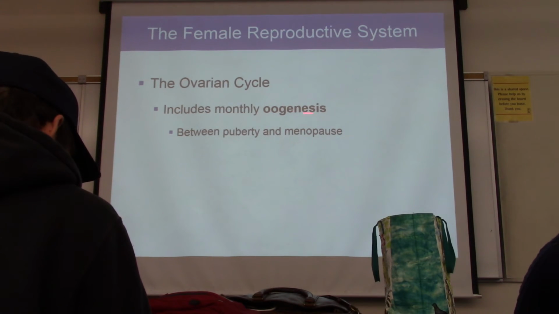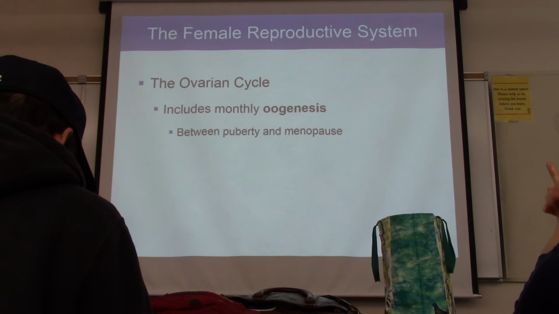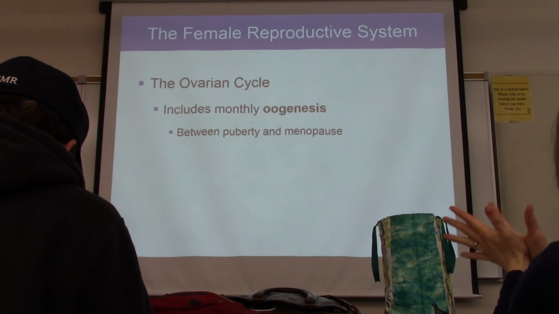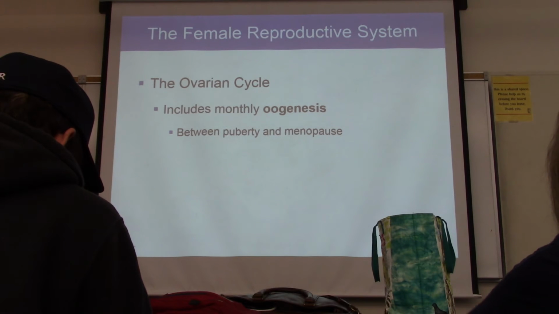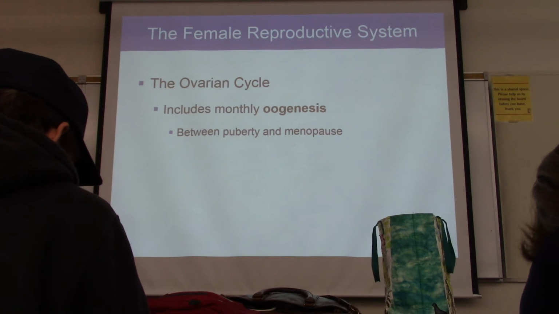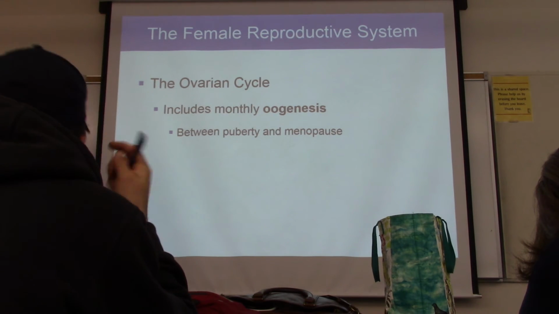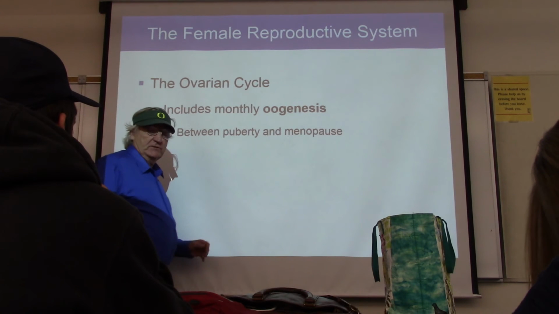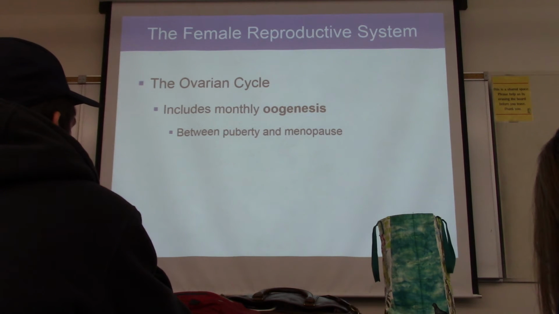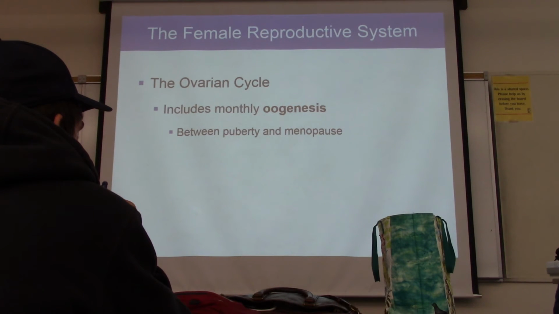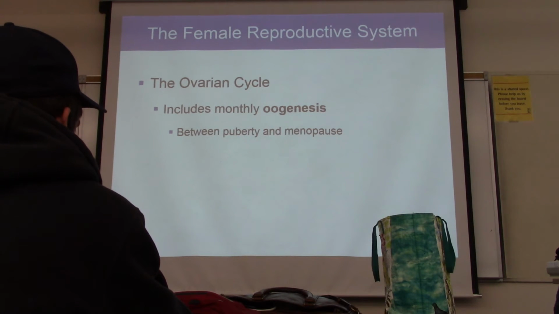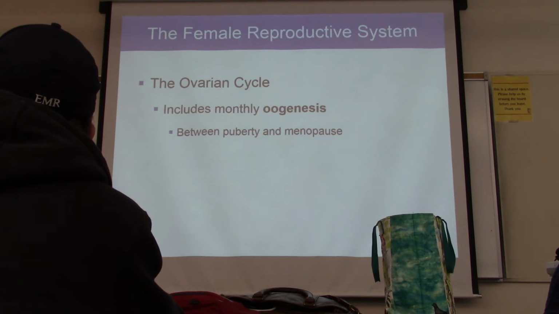Ovarian cycle includes a monthly oogenesis. In other words, every month you're going to take one egg and you're going to put all this energy into it and you cause it to mature, and you're going to do that every month between puberty. First menstrual period is called menarche, M-E-N-A-R-C-H-E. I'll show it to you on the slide in a minute. And then menopause, which is, 55. So what is that? That's 12 a year for, say, 30 years, 40 years. 400. That's all the eggs you're going to ever make.